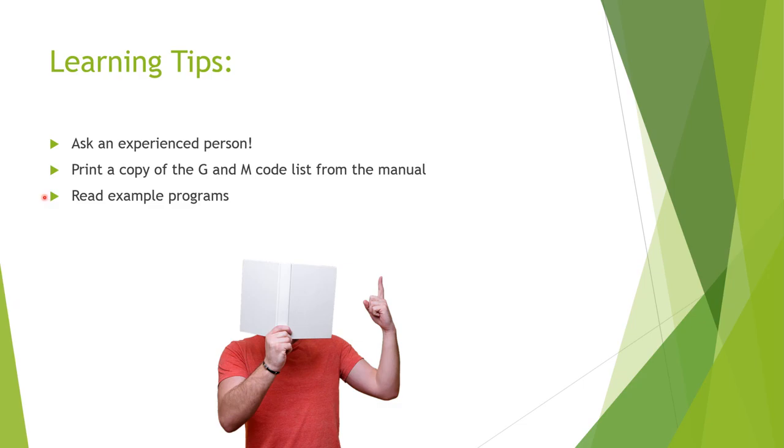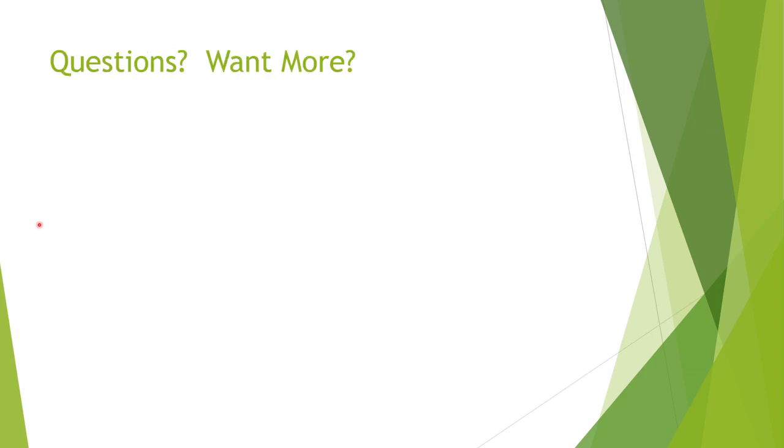3. Find example programs and read them and try to understand how they work. Lastly, try writing your own programs, starting with short, simple ones at first. Maybe that only move a single axis back and forth a little bit. That's how you start. And that's really all I've got for this introduction.